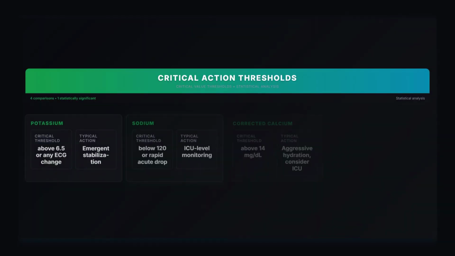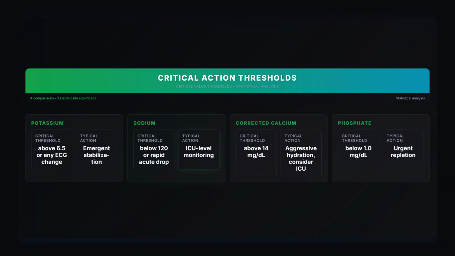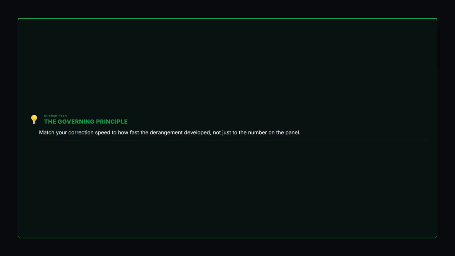A few thresholds should trigger reflexive escalation regardless of the clinical picture. Potassium above 6.5, or any ECG change. Sodium below 120, or a rapid acute drop. Corrected calcium above 14, and phosphate below 1.0 milligrams per deciliter in a ventilated or malnourished patient. Treat the patient, not the lab value.